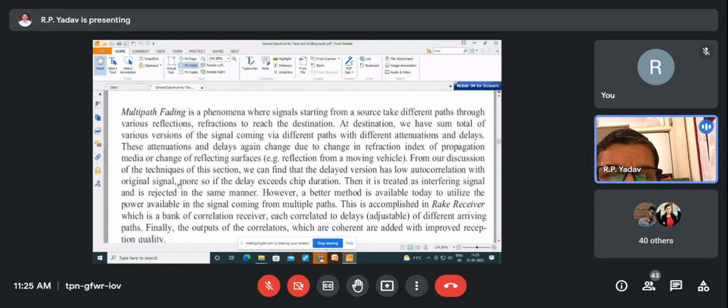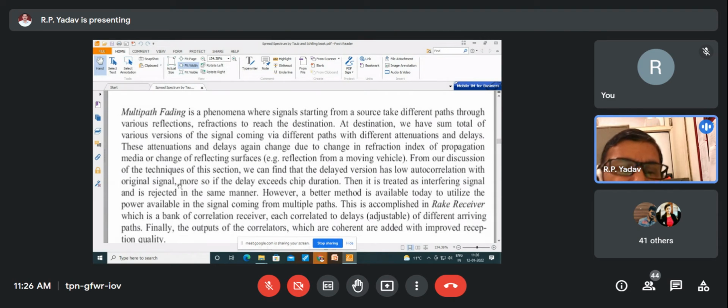Obviously, that signal you don't want to put inside your mobile, because that is obviously an interfering signal. I mean, if you are trying to decode, let us say, the 100th bit, and your 101st bit is mixing with that, that means it will be a problem. However, a better method is available today to utilize the power available in the signal coming from multiple paths. Okay, that's very interesting also. How do you utilize it? And this is used in many applications.